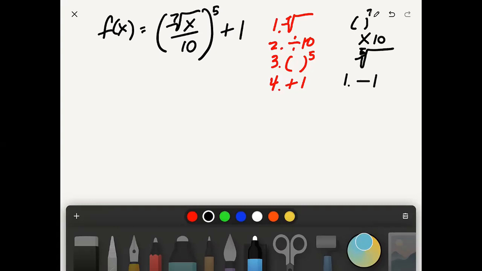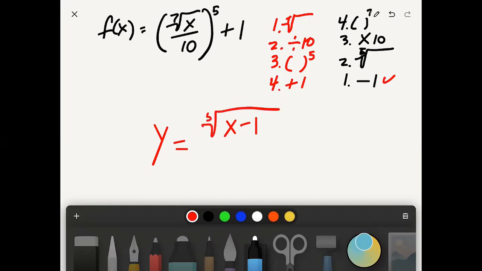We're going to do this first. We're going to do this second, going to do this third, going to do this fourth, and that's going to be our inverse. So down here, y equals. Very first thing I want to do is I'm going to subtract 1. Done. Then I'm going to take the fifth root. So I take the fifth root of the entire difference. And then I'm going to multiply that times 10.